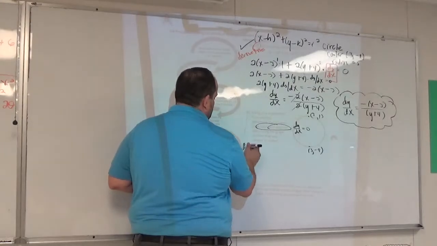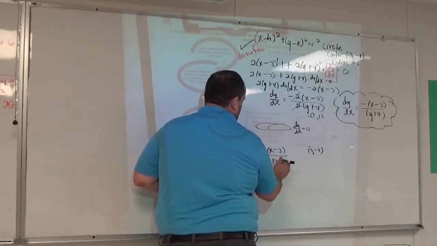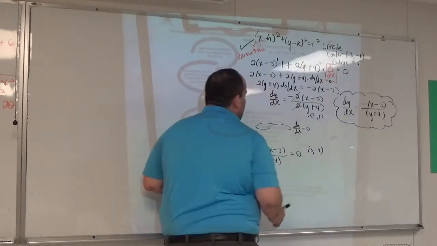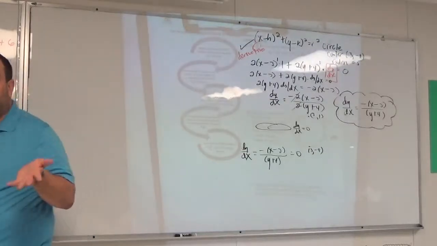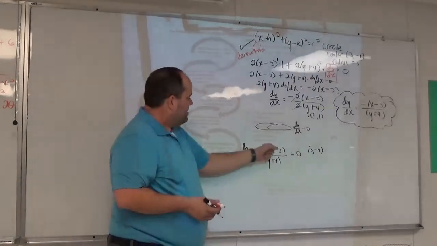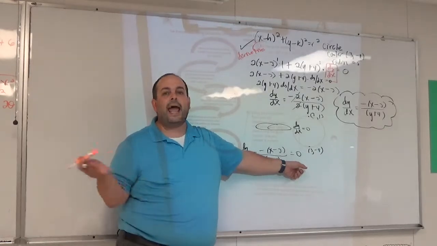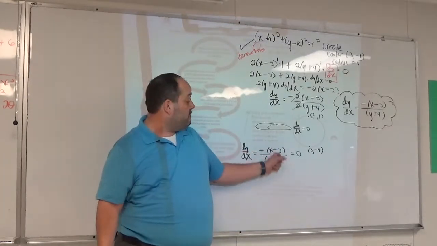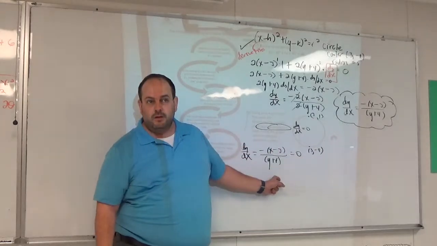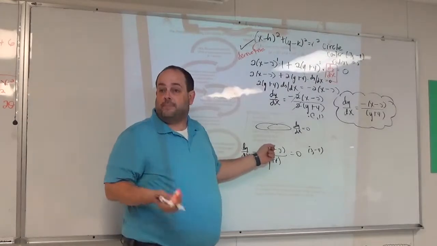Okay, so what we know is that dy dx is equal to the negative of (x minus 3) divided by (y plus 4). And I need that to be 0 because I want a horizontal tangent line. You have a fraction equal to 0. What has to be true? My derivative is a fraction. It's equal to 0. What has to be true for a fraction to be equal to 0? The numerator has to be equal to 0. The numerator, the top of the fraction, has to be equal to 0.